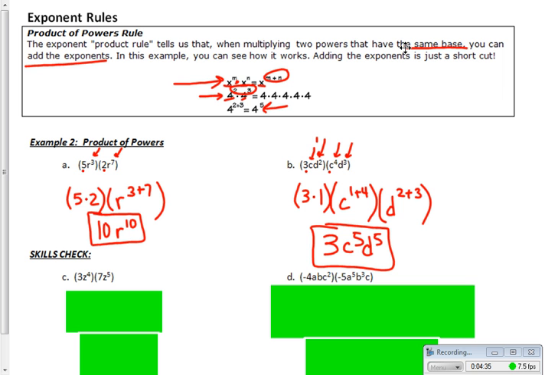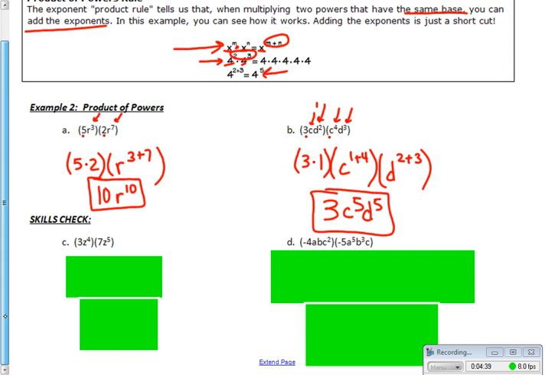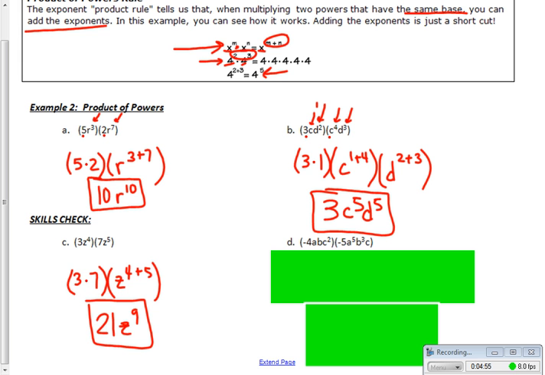Go ahead and give the two problems below the skills check a shot. Pause the video and we'll come back. Now that we're back here, we can see that this is what our first step would be. Multiply our coefficients, add the exponents for z because it's being multiplied. You should have wound up with 21z to the 9th.